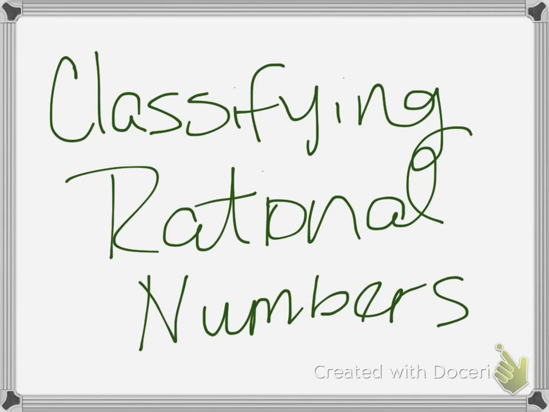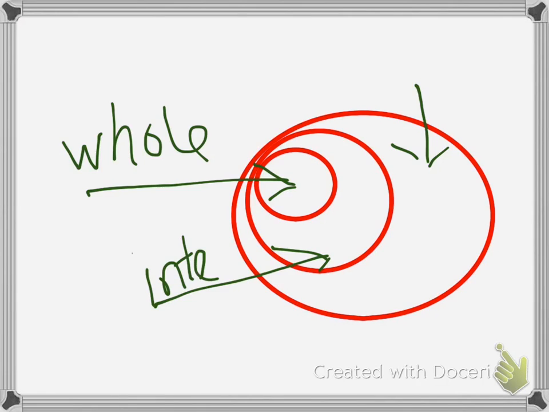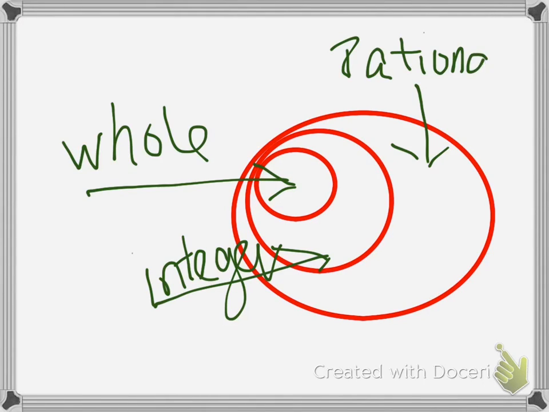So we're going to talk about classifying rational numbers. As you can tell, I have a diagram with different arrows going to different spots. Here's why. There are three different ways to classify rational numbers. One is whole. The other one is integer. And the last one is rational. Now, we're going to talk specifically about each one of them.